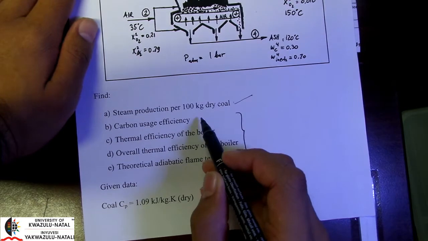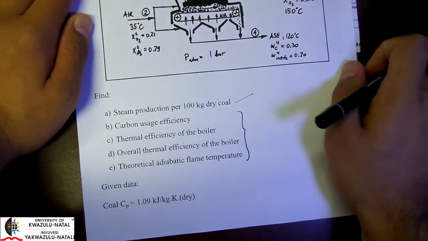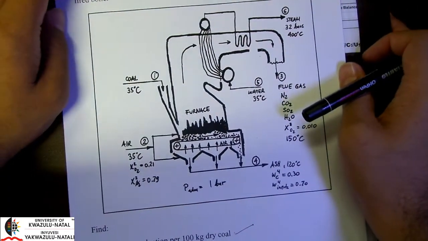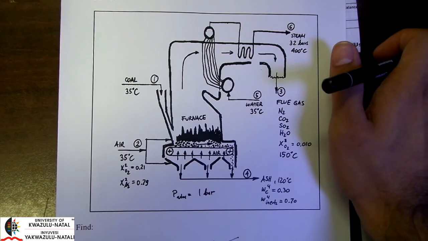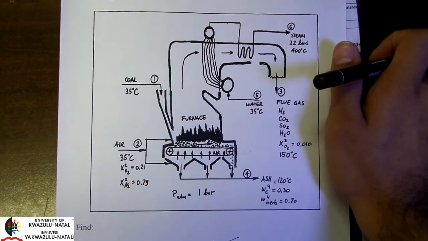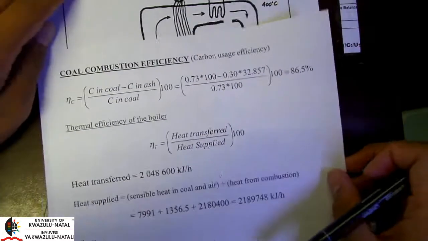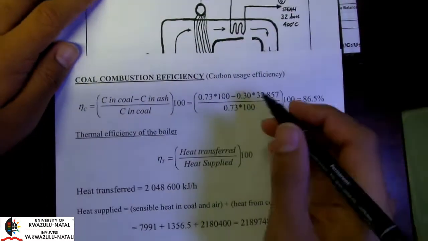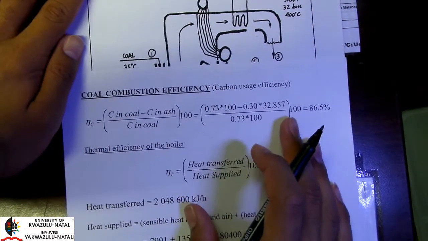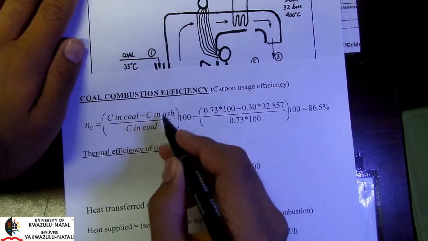Okay, and this gives us an indication as to the efficiencies of our boiler. And once we know the efficiencies of our boiler, we can think of how we can improve them. So let's first look at our carbon usage efficiency. Our carbon usage efficiency simply looks at our carbon in our coal and our carbon in our ash.